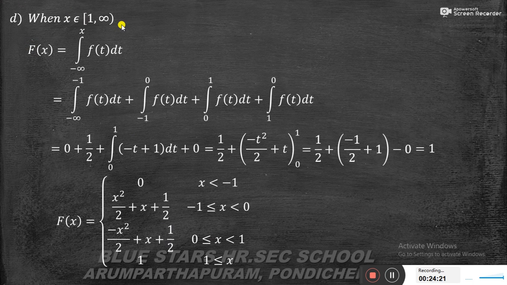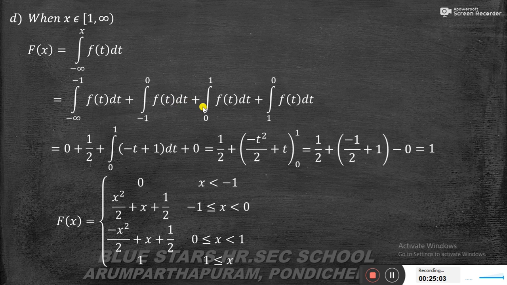Now when x belongs to 1 to infinity, F of x equals the integral minus infinity to x of f of t dt, so I write minus infinity to minus 1 of f of t dt plus minus 1 to 0, 0 to 1, and 1 to x. Minus infinity to minus 1 is 0, since the function is 0 there. Next minus 1 to 0 represents the function f of t equals t plus 1 dt.